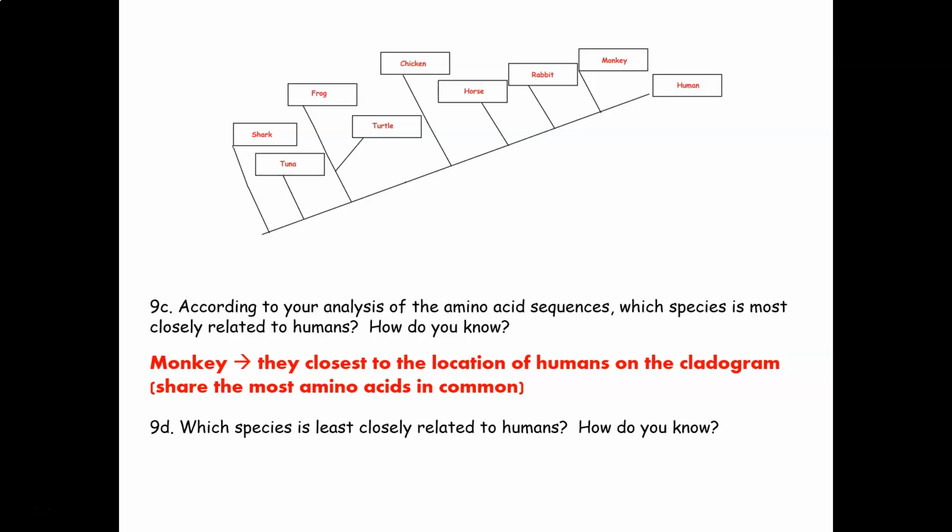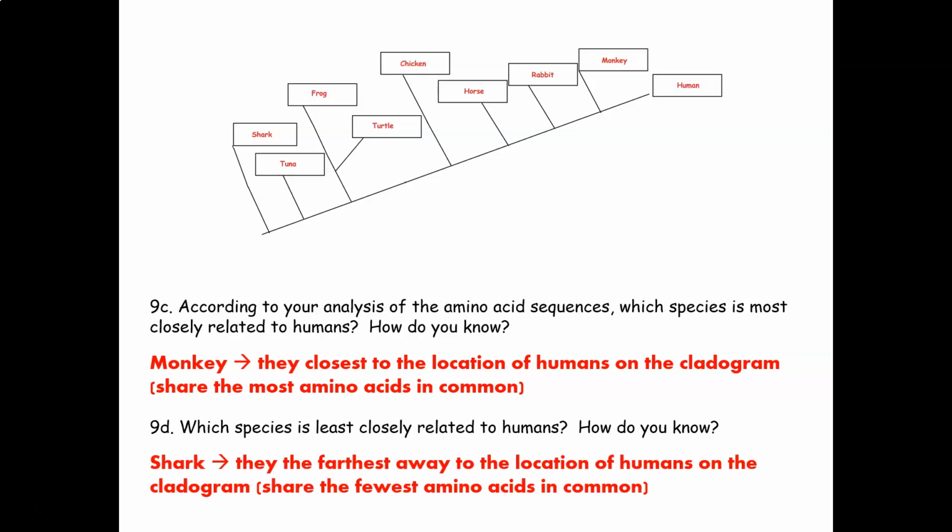And then which species is least closely related? And how do you know? All right, so if we're going to say least closely related, that means they have the biggest number of differences between their sequences, and so they should be furthest apart from each other on the tree. So in this case, that would be your shark.